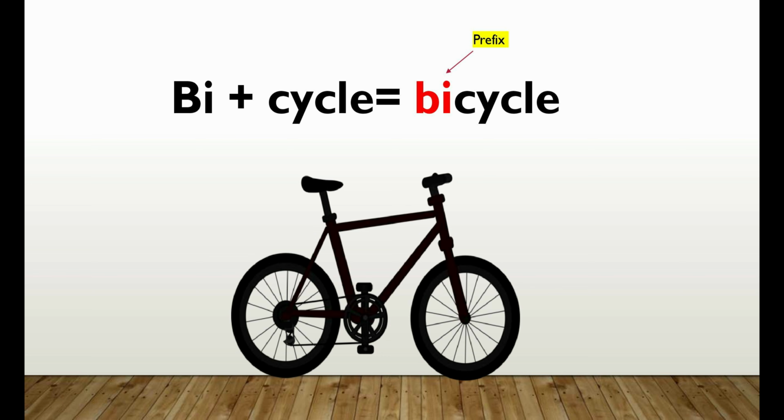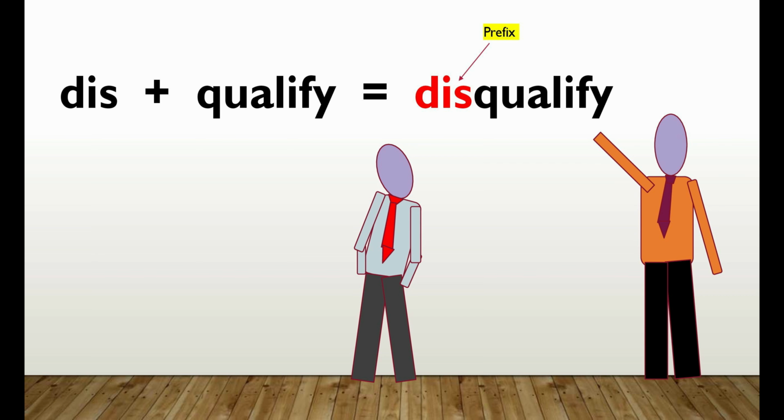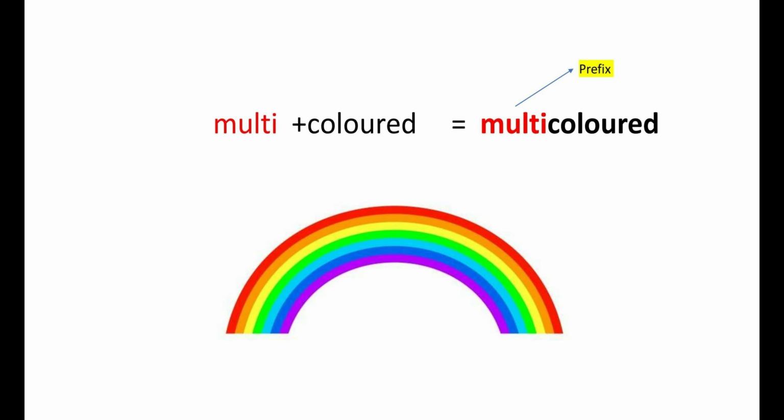Let's see another example. Disqualify. Here, dis is the prefix which is added to the root word qualify and the new word obtained is disqualify which means not qualified, which is the opposite of the word qualify. So we get a new word by adding prefix dis. Similarly, in multicolored, multi is the prefix, it means many. When we add it to colored, we get a new word multicolored which means having many colors.